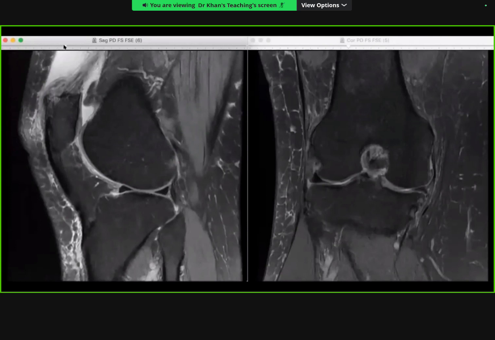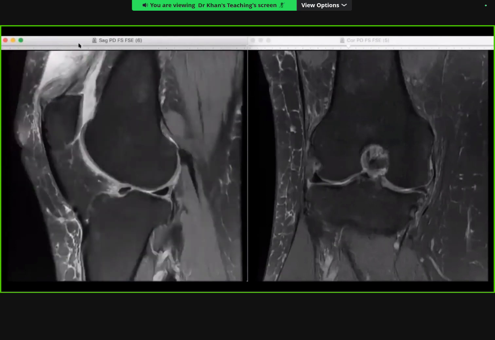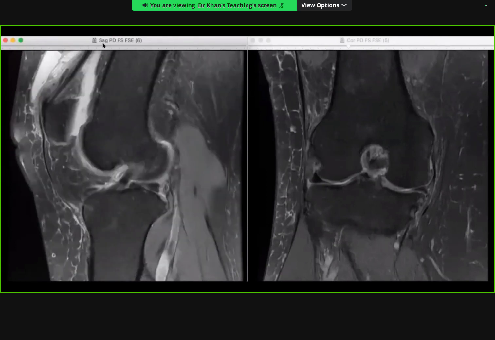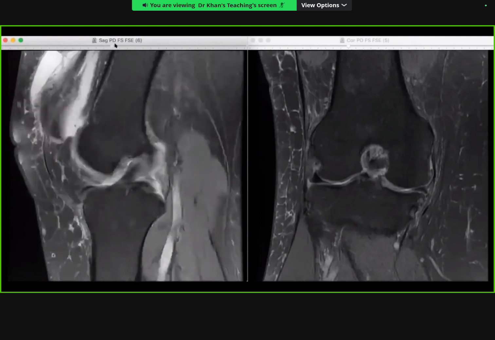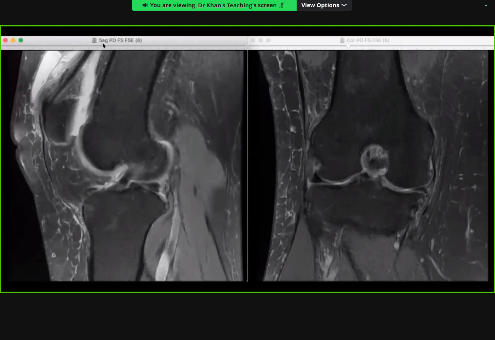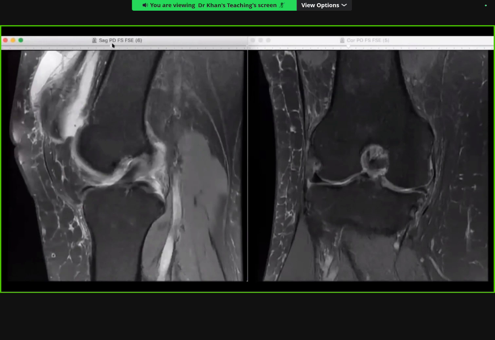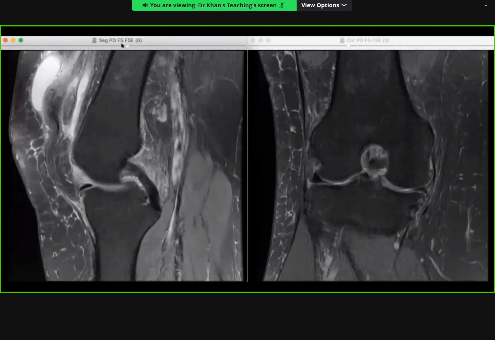The lateral meniscus is normal. I'm just looking at the ACL. The ACL and PCL appear intact.